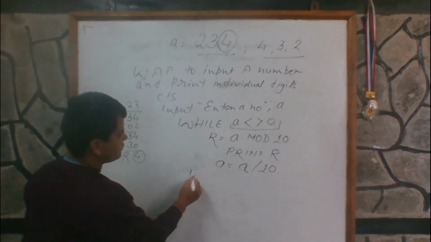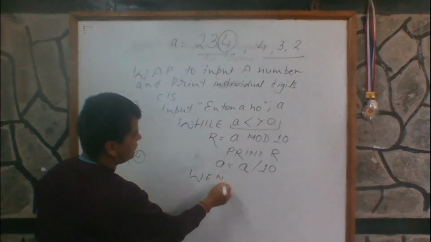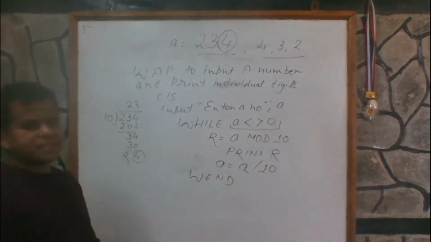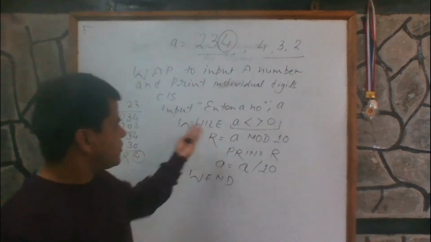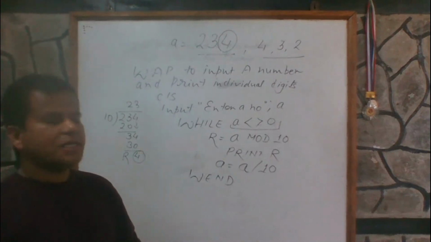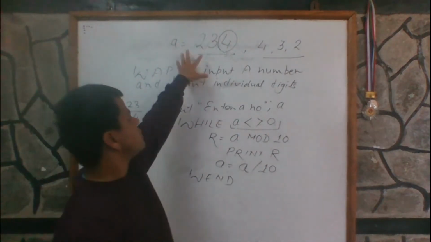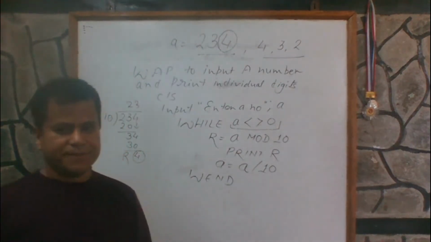After that you have to write WEND, and your program is finished now. Now your program is done to check the individual digits of a particular input number.